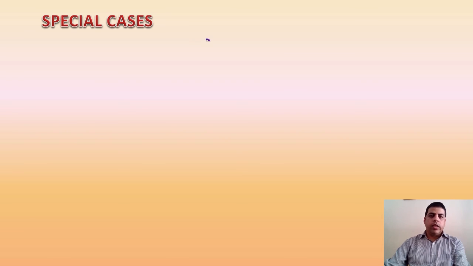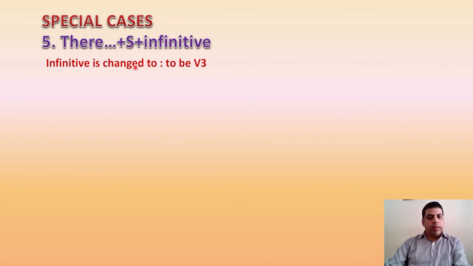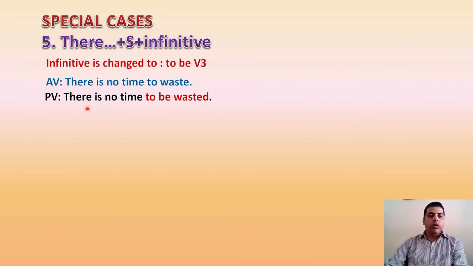Now let's look at special case number 5. In this case, what we are going to get is a structure: there is no plus subject plus infinitive will be there. For that, what we need to do is to bring the same structure plus to be plus V3. Let's look at one example. There is no time to waste. Here, the same structure we have to follow. To be and V3 will be used. So, to be wasted. So, there is no time to be wasted. That will be the answer.